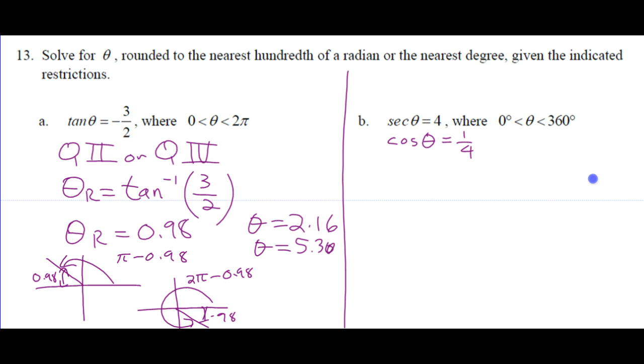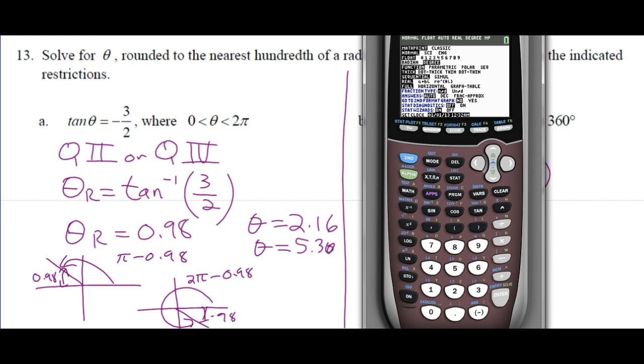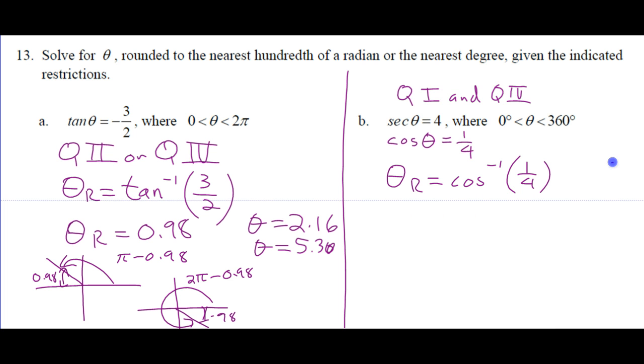Okay? Cosine is positive, quadrant where? So quadrant 1 and quadrant 4. That's nice because then the reference angle is one of our angles, right? So theta r is the inverse cos of 1/4. I guess we're doing this together. Inverse cos of 1/4. So 75.5, say nearest degree. So 76 degrees.